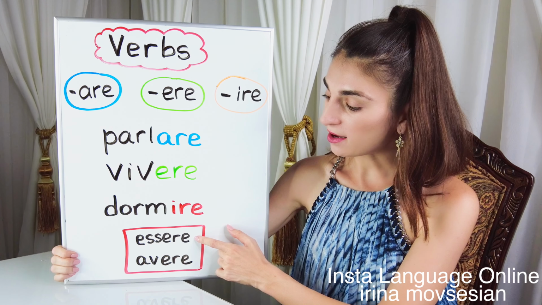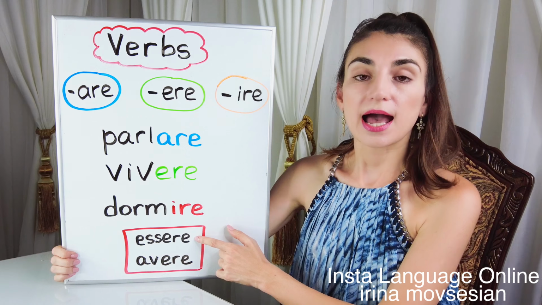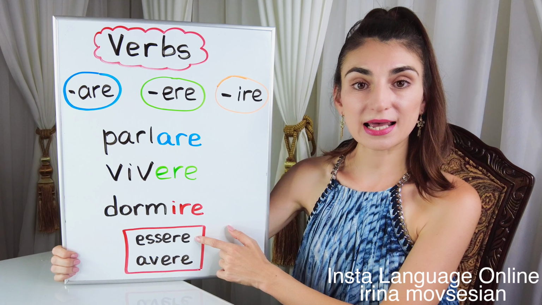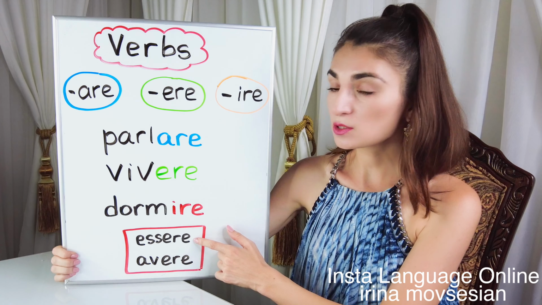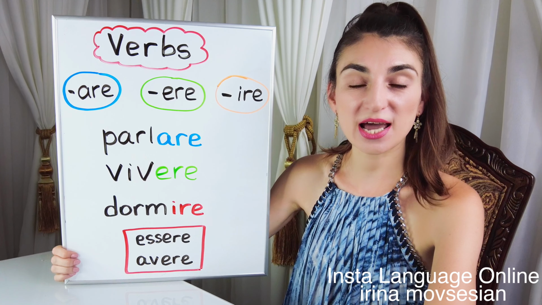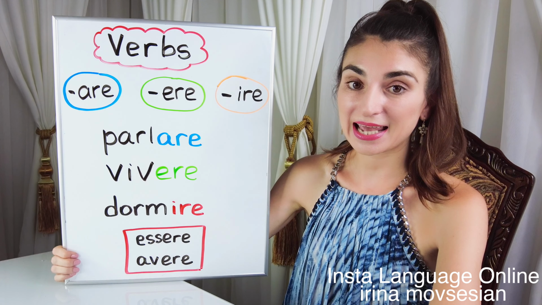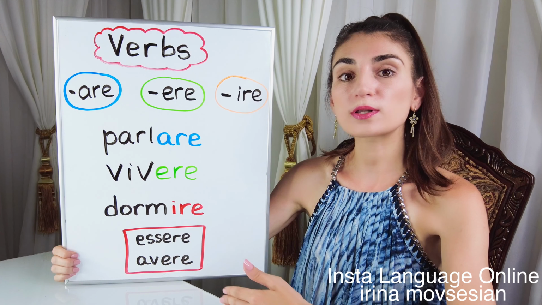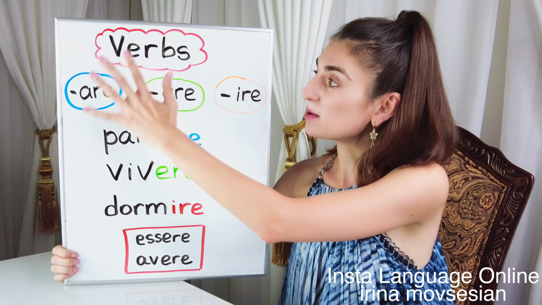We have already studied essere. We took essere, the verb to be, at our previous classes, and we learned the forms. Io sono, tu sei, lei è, lui è, lei è, noi siamo, voi siete, loro sono. If you didn't watch my videos, please go to my YouTube channel, Insta Language Online, to my playlist, Insta Italian, and watch the previous videos because my education is very systematic. That means that all the lessons are connected to each other. This is an Italian course. So let's look at these verbs again.